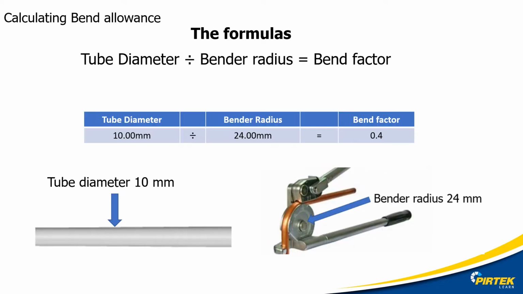Let's first calculate the bend factor. This is basically what we multiply the angles with to work out how much extra material to put onto our tube. In this example, 10 millimeter diameter tube, 24 millimeter radius on the actual tube bender gives us a bend factor of 0.4. Keep in mind, if we change the tube size, this bend factor will change.